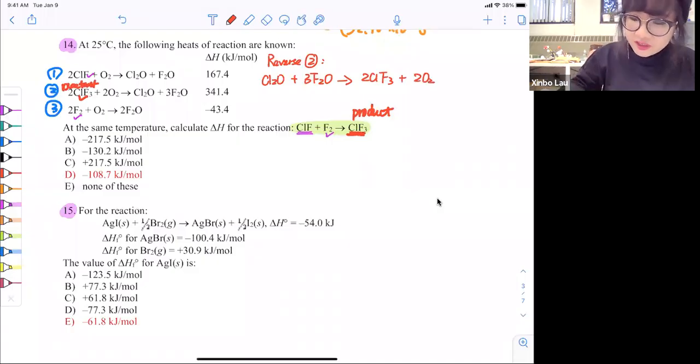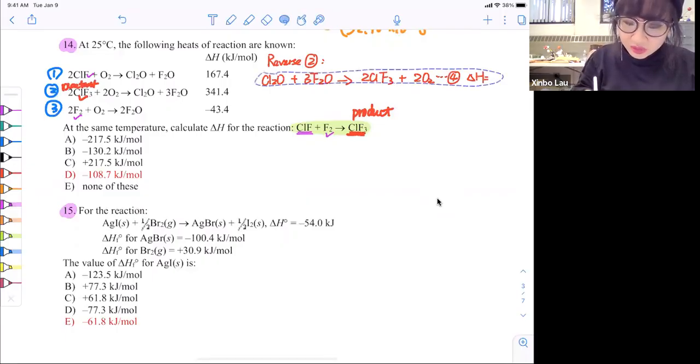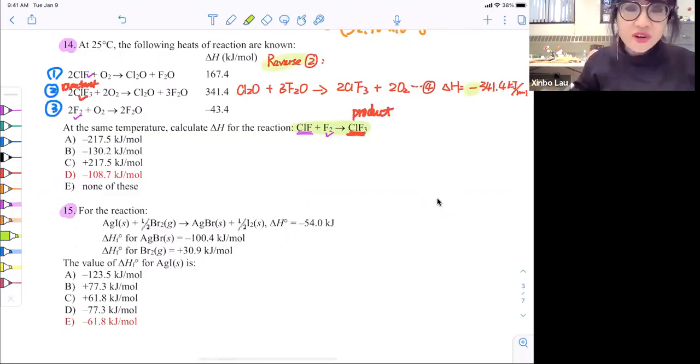Okay, so I reverse it, I'll call it equation 4. In equation 4, since I'm reversing the equation, delta H will have a negative sign up front in comparison to equation 2. The original one was positive 341.1, and now it's going to be negative 341.1 kilojoule per mole. Again, the negative sign comes from reversing my equation.